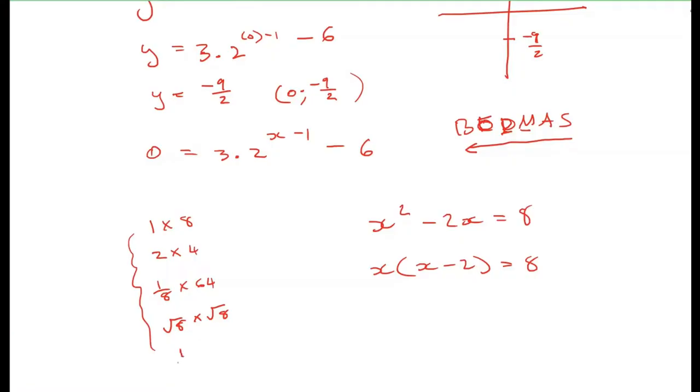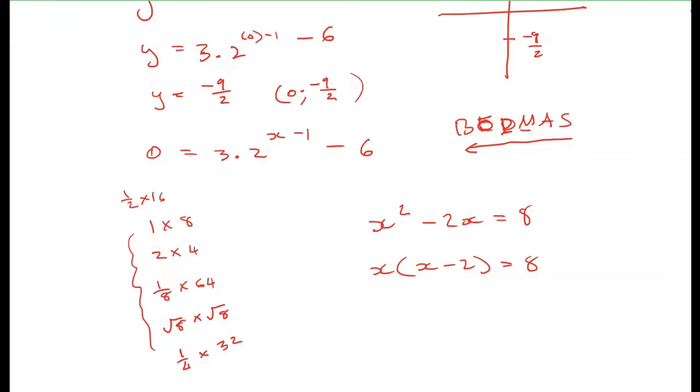All right, I'll keep going. 1 over 4 times 32. What else can I do? A half times 16. How many products will equal 8? I don't know. Infinite. I can make an infinite amount of things equal 8.